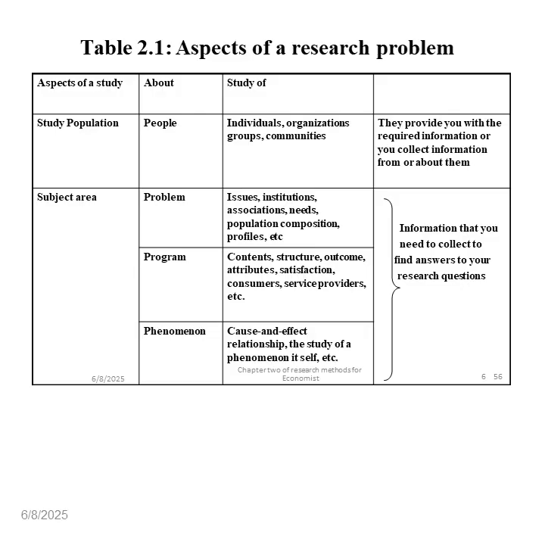If the subject area is a program: contents, structures, outcomes, attributes, satisfaction of consumers, service providers. If the subject area is an event or phenomenon: cause and effect relationship, the study of the phenomenon itself and the like. For all of this information that you need to collect, you find answers to your research questions. Those are the aspects of our research problem.